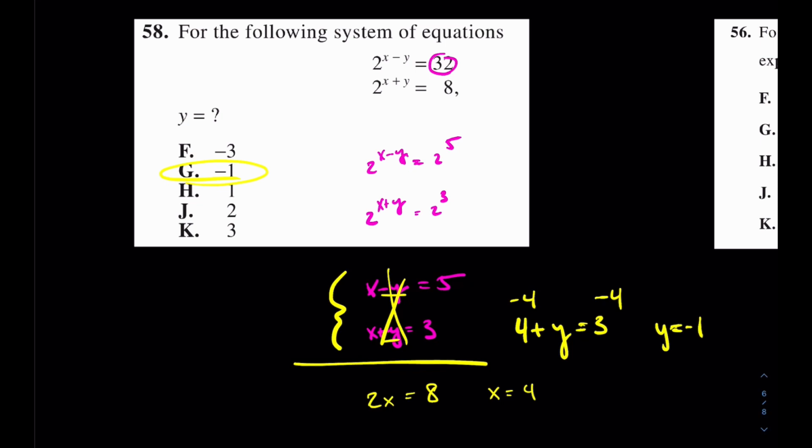Kind of a tough one there, but pretty cool. Let's keep moving. That was 58. You could also try plugging answer choices in, really, for y. You could try plugging -1 in and see if it gets you close to something. It should. So that always works too, if you didn't like my way.